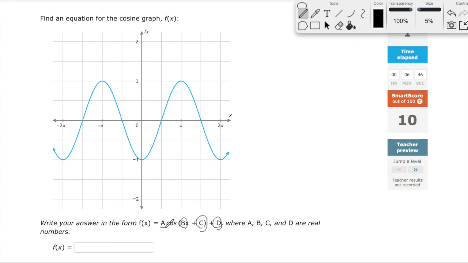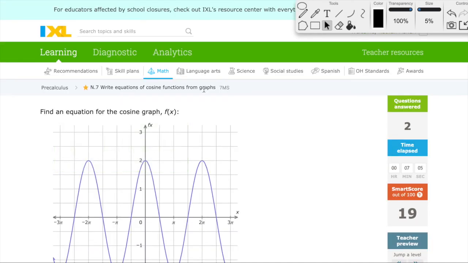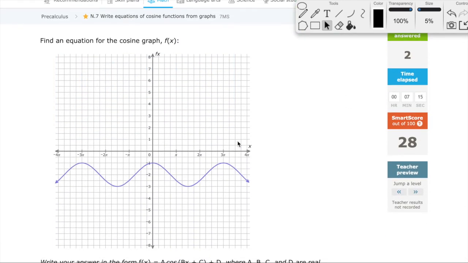But for A, our amplitude is still 1 from the middle to the highest peak. However, it gets flipped over. Now we're down at -1 to start. So when we would write that, we would put -1 or just negative cosine x. So that's our only change. Here we can see an amplitude of 2, so that A value would be 2 this time. Let's see what else we have.